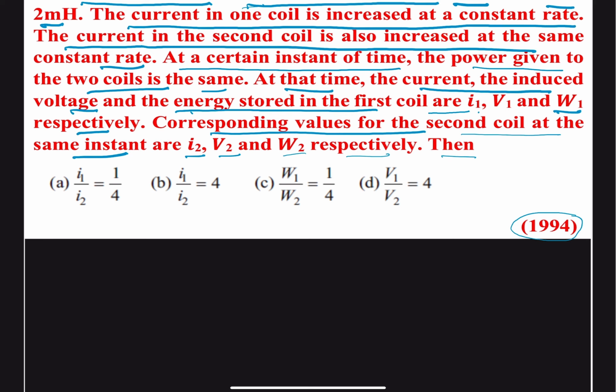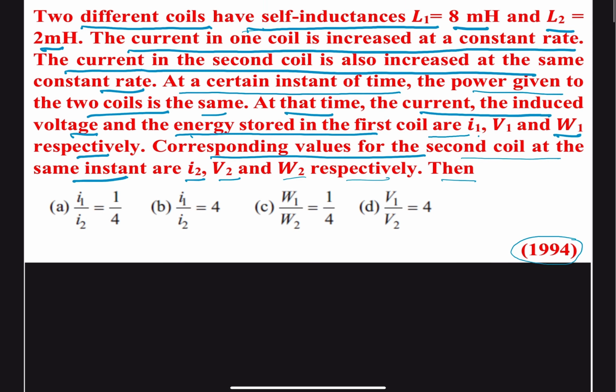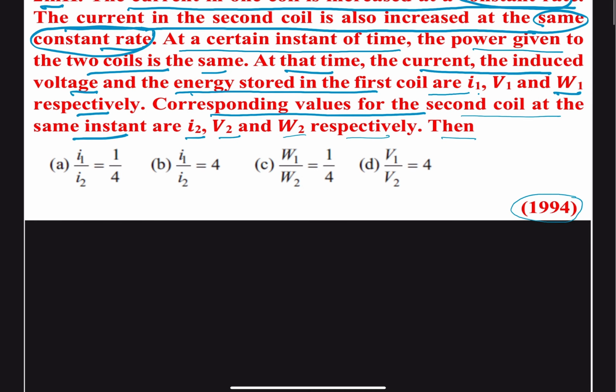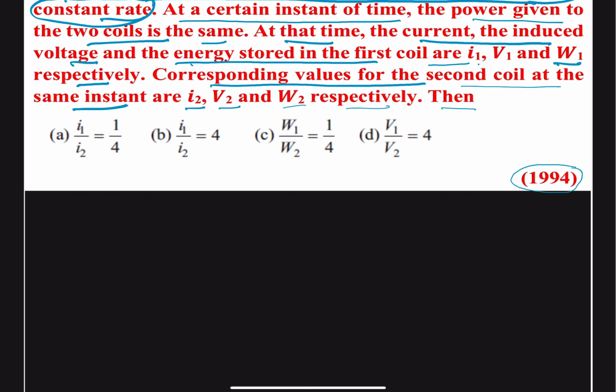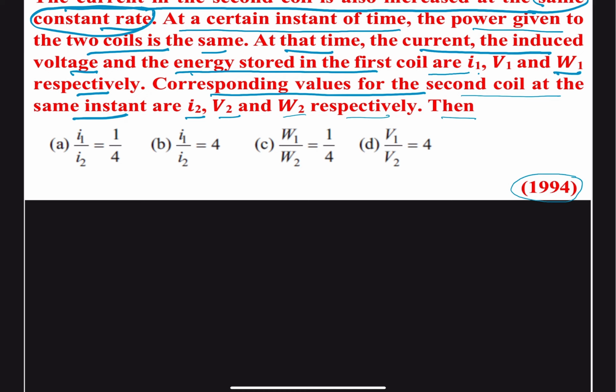In the question it is mentioned that the current in the coil is increased at a constant rate, and in the second coil it is also increased at the same constant rate. We have two coils L1 and L2, and the current in the first coil is I1 and in the second coil is I2. So we start from the constant rate of increase of current.